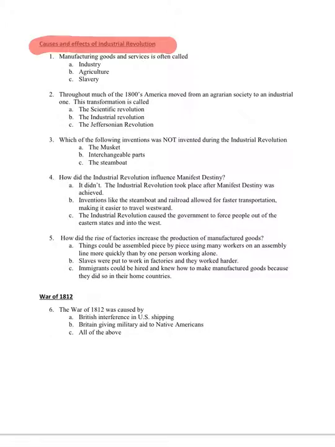So number 1, manufacturing goods and services is often called A, industry, B, agriculture, or C, slavery. Number 2, throughout much of the 1800s, America moved from an agrarian society to an industrial one. This transformation is called A, the scientific revolution, B, the industrial revolution, or C, the Jeffersonian revolution.